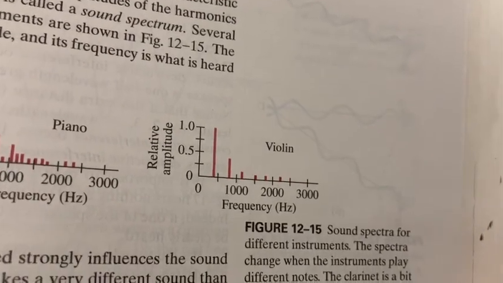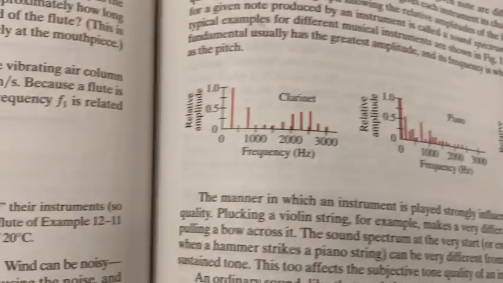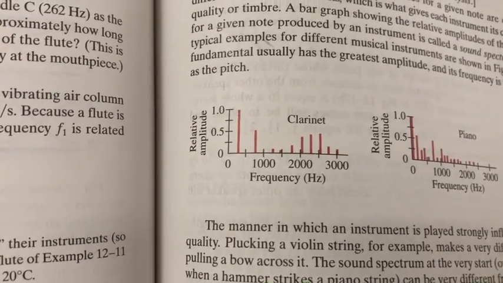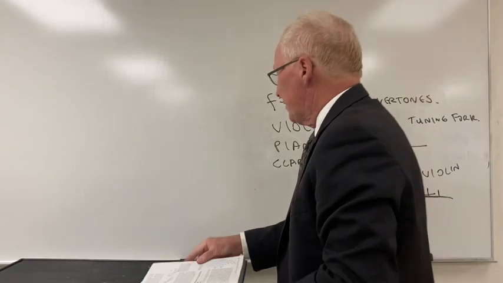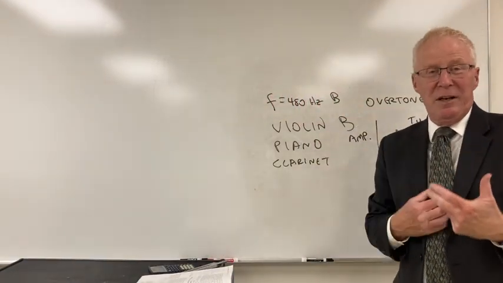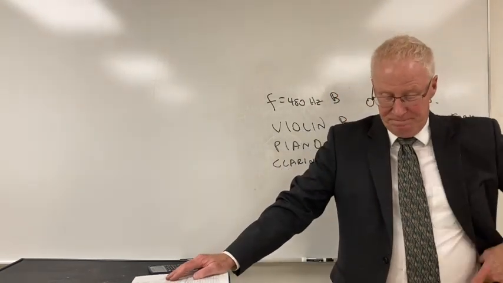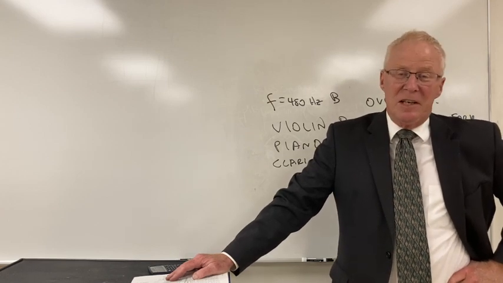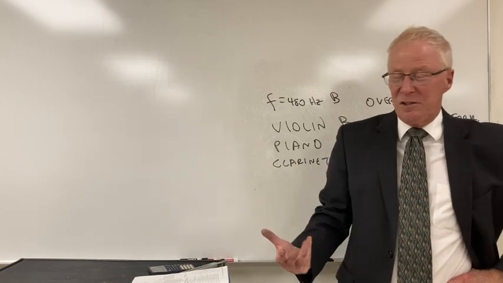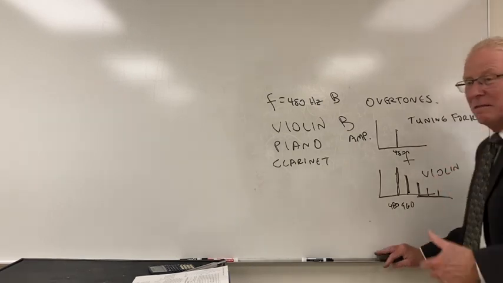I got a picture from the book here that shows a violin, as we see there, this is for a piano, and this would be for clarinet. Notice how the harmonics all play the same. If they play B, it's the same note, but the other harmonics that add to it give it that unique characteristic. It's also why you can synthesize the same kind of sound on an electronic synthesizer by reproducing these exact characteristics, and it will sound like a violin.